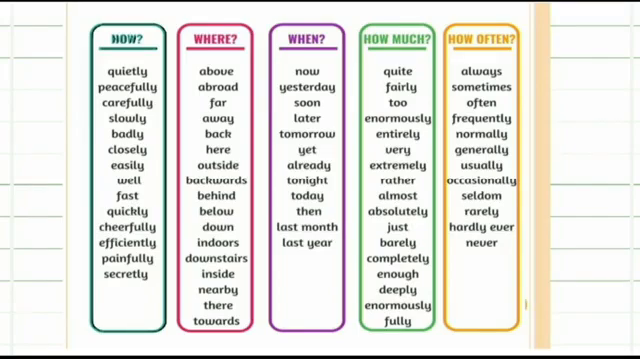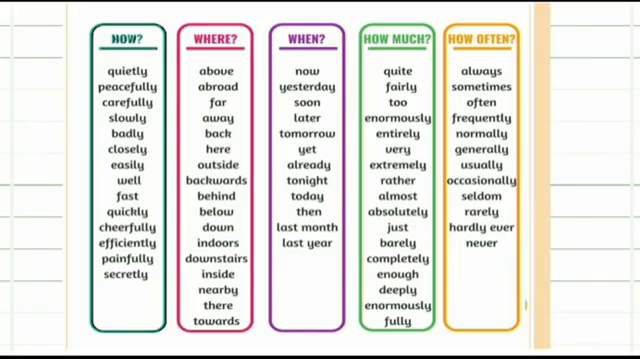Here's an example of a very lengthy list. You can see we have how, where, when, how much, and how often. Here are different types of adverbs that you can use in your writing to describe those headings. So if you want to say how, you can say quietly, peacefully, carefully. All of these are your ly words which you are already accustomed to. Okay, and then you have some like well, fast, painfully, secretly. All of these. Where? I want to talk about where something is. Above, abroad, far, away, back here, outside, below.